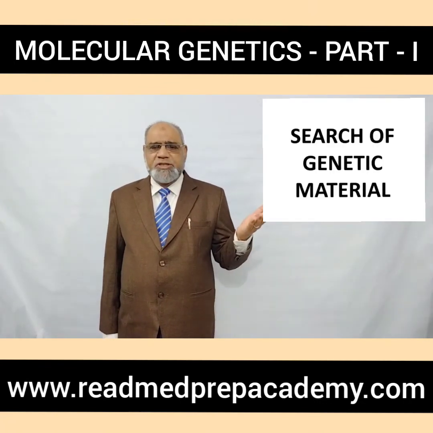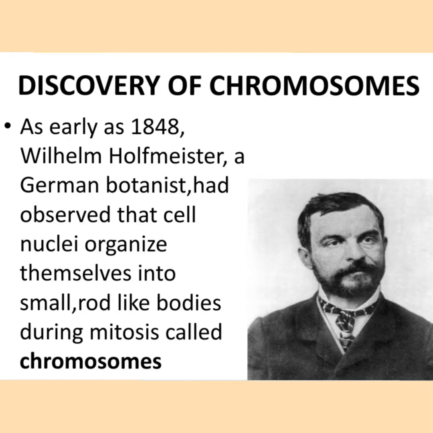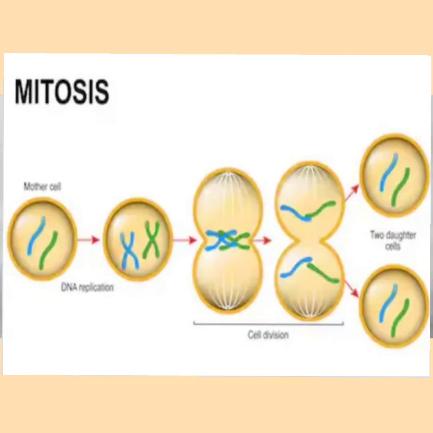Now let us move on to the search for genetic material. The discovery of chromosomes: as early as 1848, Wilhelm Hofmeister, a German botanist, had observed that cell nuclei organize themselves into small rod-like bodies, called chromosomes, during mitosis. You can see here that the nucleus gets organized into rod-like bodies during mitosis, and these chromosomes are separated by the microtubules, forming two daughter cells.